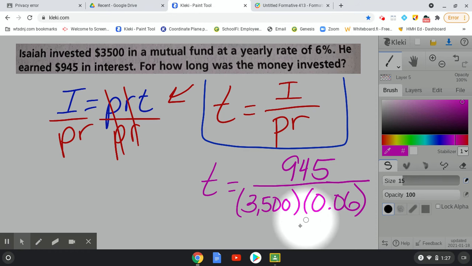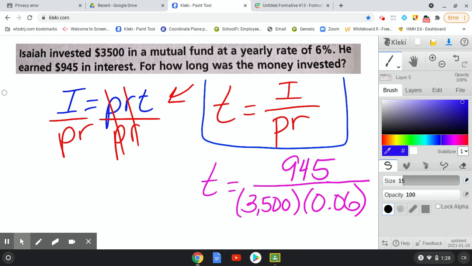Now, all you need to do is solve this, and that will tell you for how long it was invested for. So you're going to want to multiply down here first, the 3,500 times the 0.06, okay? And get that amount. All right, so if you do that calculation, and this is where you should be using a calculator because you don't want to make a silly mistake just with a calculation error. So I'm dropping down the 945, and then you're doing 3,500 times 0.06, and that gives you 210.